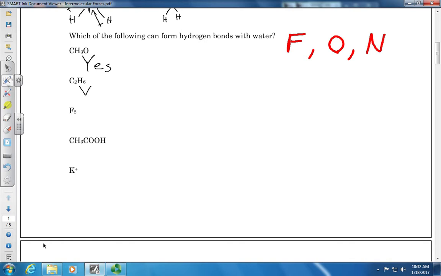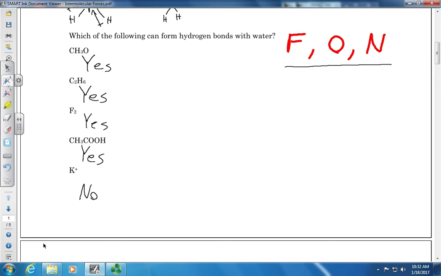So yes, it can form hydrogen bonds with water, as can diatomic fluorine, as can our second to last option. And the only one in this list that cannot is our potassium ion. So when looking at this, you might be tempted to think that all molecules can form hydrogen bonds, but it's important to remember that one of the molecules has to have a hydrogen and the other molecule has to have one of these three: fluorine, oxygen, or nitrogen.